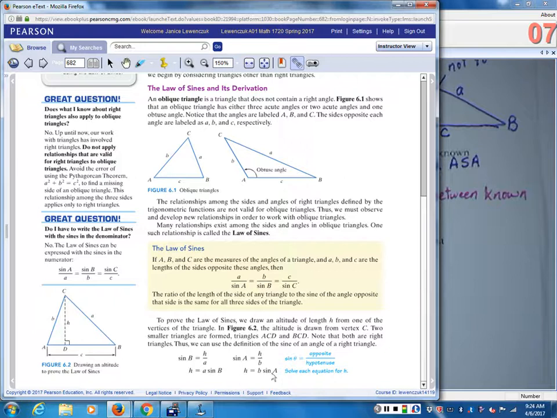Does your book have this blue on it, Daniel, too? Or it should, yeah, it does. Oh, okay. So this isn't the teacher's edition, just a regular book.